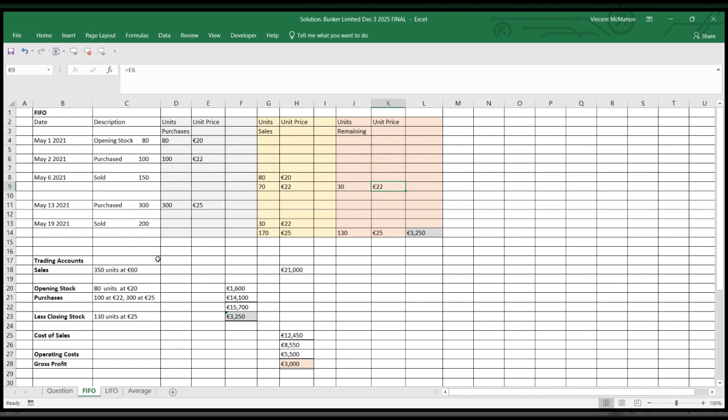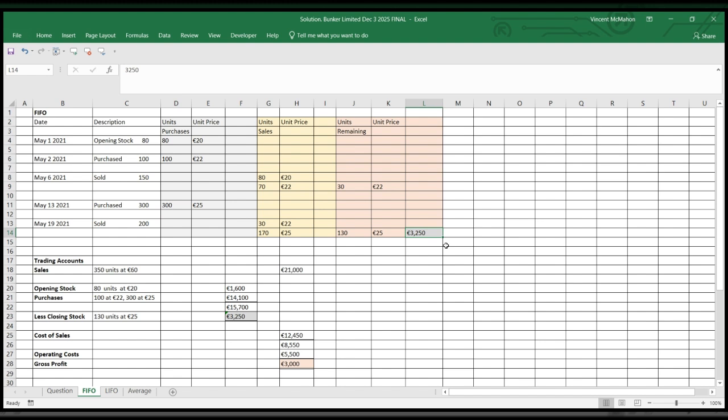We move on. After that, we purchased 300 at 25. Next transaction, we sold 200. We sell the old stuff first. That means the 30 at 22, we sell it. 30, 22, sold. We still need 170 to make up the full sales of 200. Where do we get them? We go back. We obviously bought 300 at 25. We're now going to sell 170, which means our closing stock, we've 130 units at €25, valuation 3250.